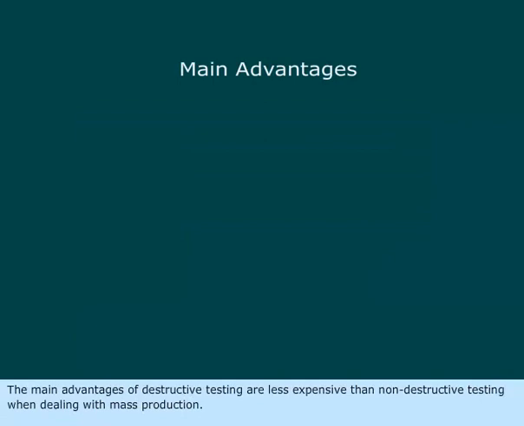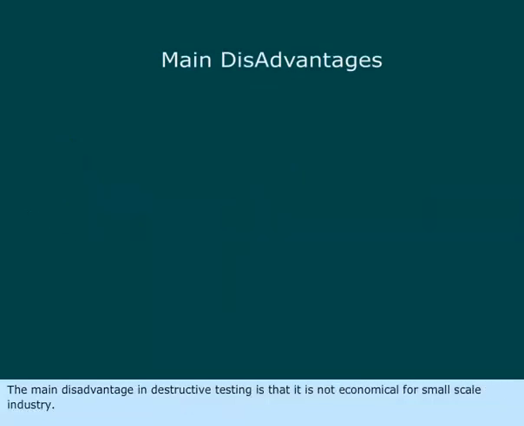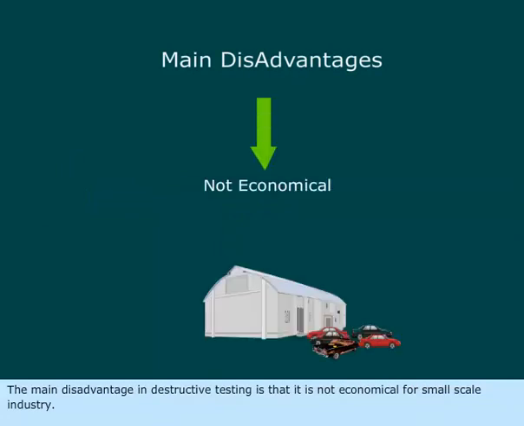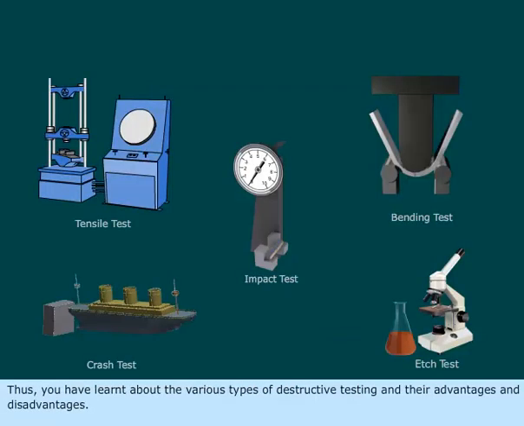The main advantage of destructive testing is that it is less expensive than non-destructive testing when dealing with mass production. The main disadvantage in destructive testing is that it is not economical for small-scale industry, because after destructive testing, the specimen is no longer useful. Thus, you have learnt about the various types of destructive testing and their advantages and disadvantages.